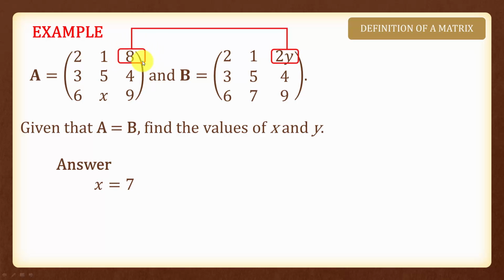Likewise, element 8 in matrix A corresponds to element 2y in matrix B. And hence 2y equals 8. We divide both sides by 2 and we'll have y equals 4.